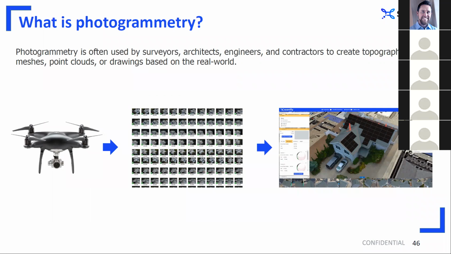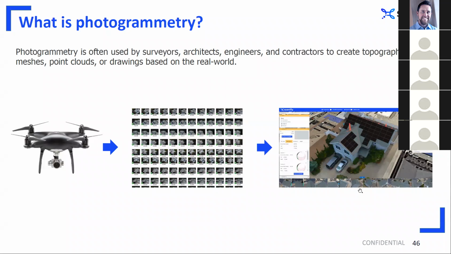So this is called aerial photogrammetry, which is often used by surveyors, architects, engineers, PV system designers, and contractors to create topo maps and 3D models, right? Meshes, point clouds, and drawings based on the real world. After all, at Scannfly, we're all about this real world context and designing and assessing our PV projects with a virtual replica of the environment. So this method of aerial photogrammetry is what I'm going to be talking about today.